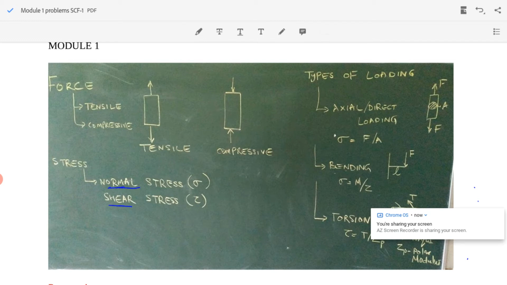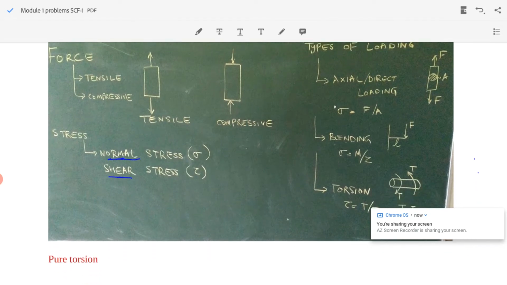The first one is the axial loading or direct loading. So this is the first one, in which the load is acting through the axis of the body. So if I have a body with the linear axis, if the force is acting through the axis, then it is called an axial loading, where stress sigma equal to F by A, where A is the area of cross section.